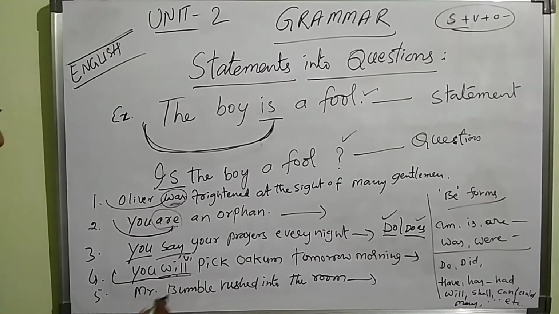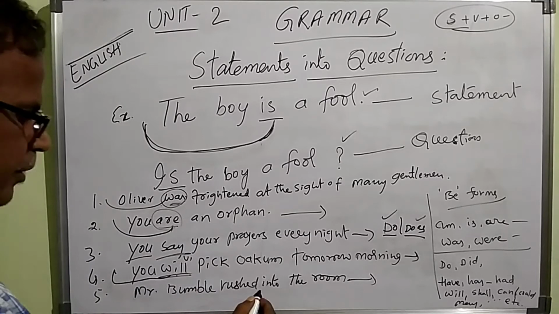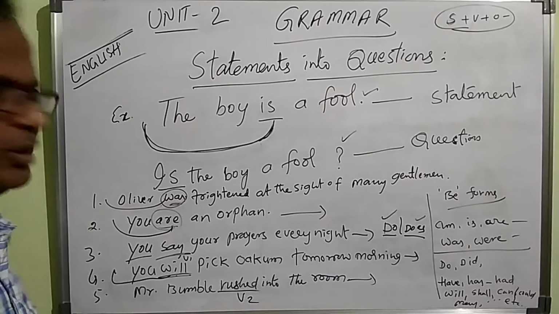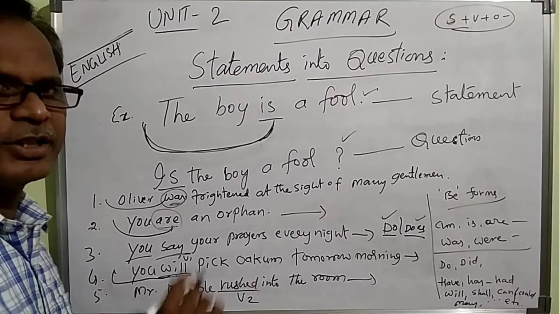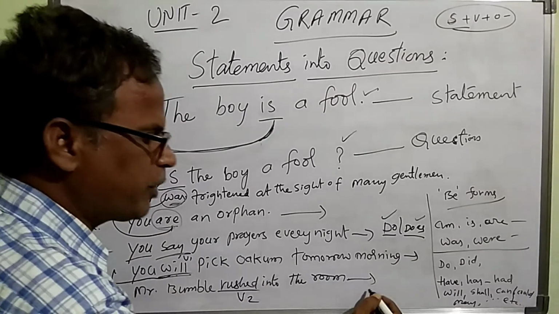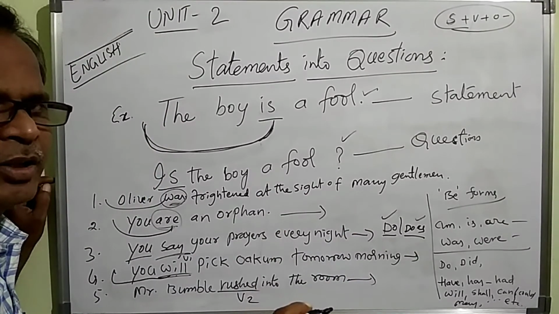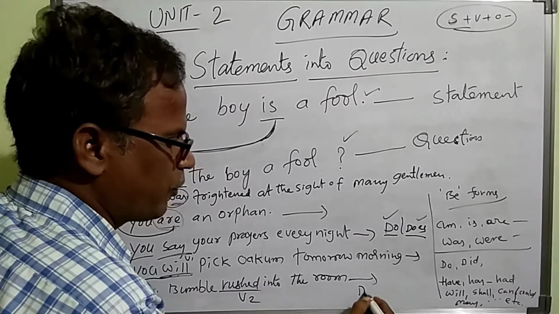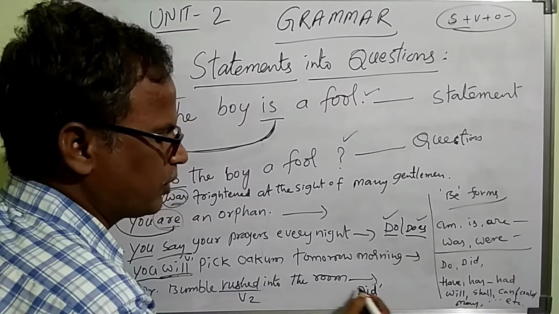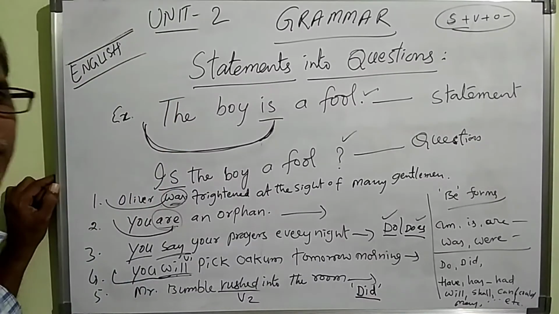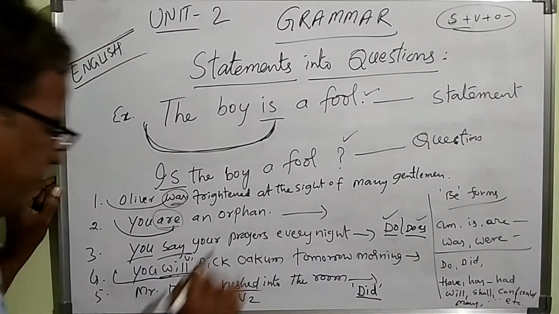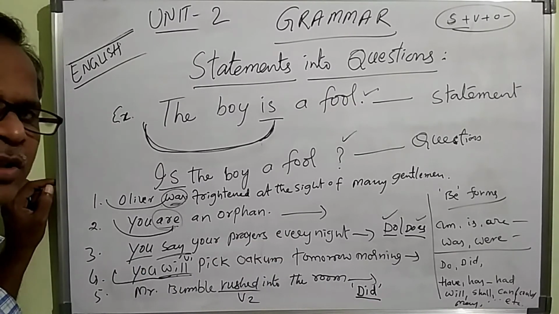Fifth statement, you say, Mr. Bumble rushed into the room. Concentrate carefully here. In this statement, rushed is the verb given to you, which is in V2, called simple past tense. So to make a yes or no answer question in simple past tense, I repeat, we have to take the past do form, which is did. So using this did, we can make a yes or no answer question.